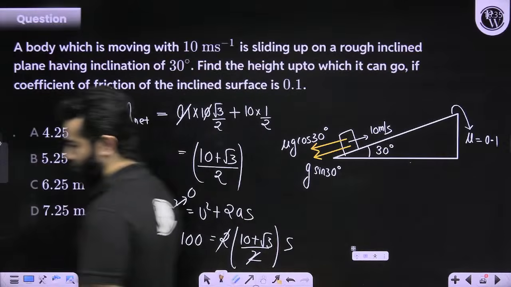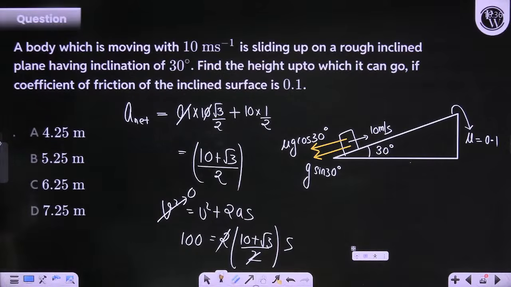Find out the correct answer for this one, my dear friends. Be quick. Find out the correct answer for this one.